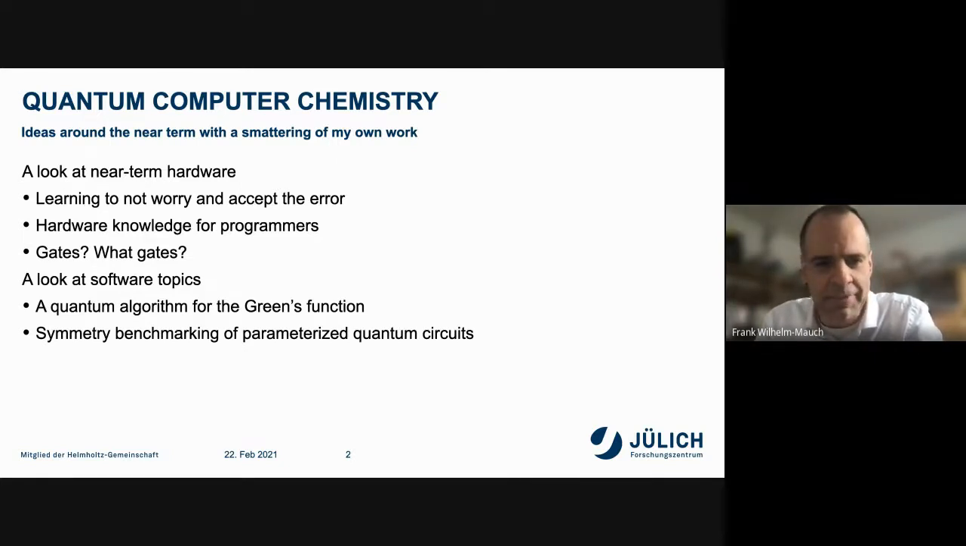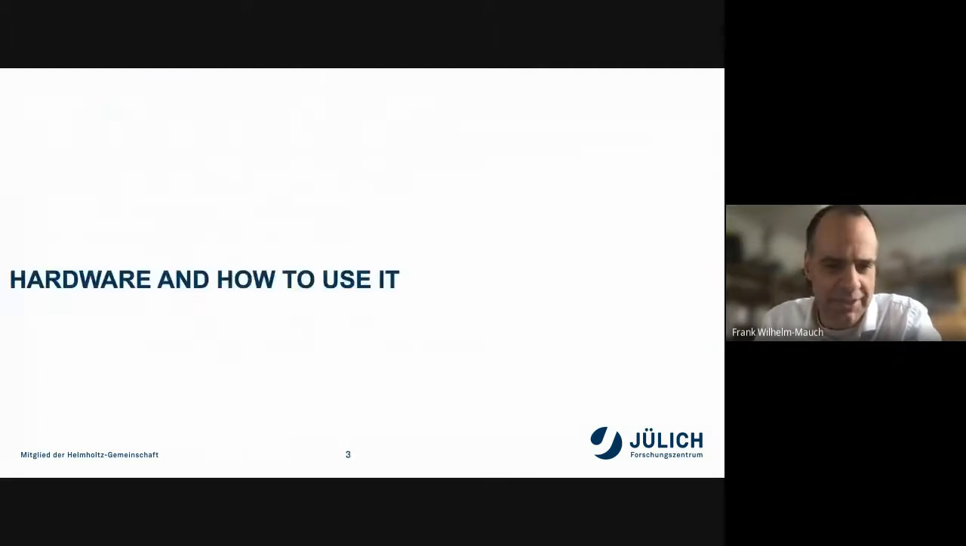And then I will talk about two results from my group. One is a bit older. It's a quantum algorithm for the Green's function, and a technique that we like to call symmetry benchmarking, which actually directly relates to the gates chapter. Please interrupt me at any time. The point here is more to define terminology rather than getting to any specific end statement.